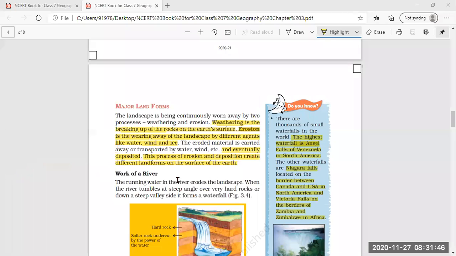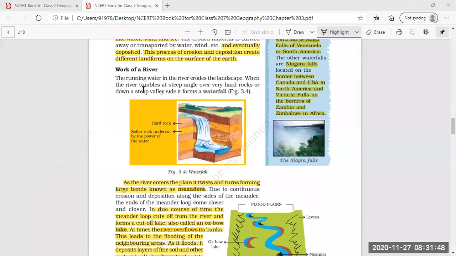Next is the process of erosion and deposition creating different landforms on the surface of the earth. Thus this process of erosion and deposition, means wearing away of land and depositing at another place, creates different landforms on the surface of the earth. Now coming to the next topic, work of a river.